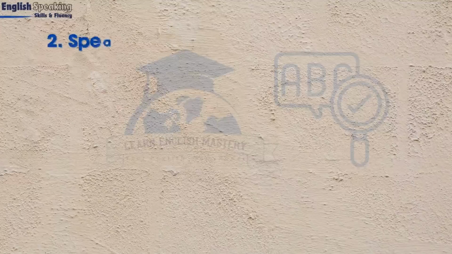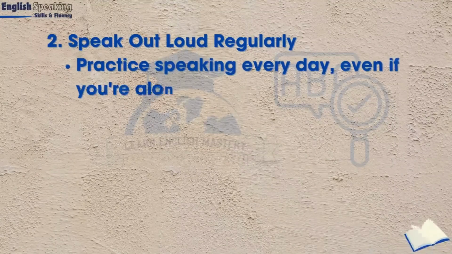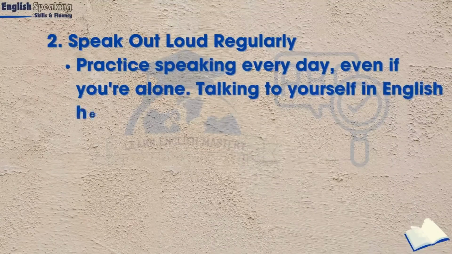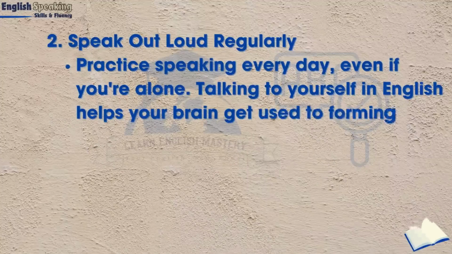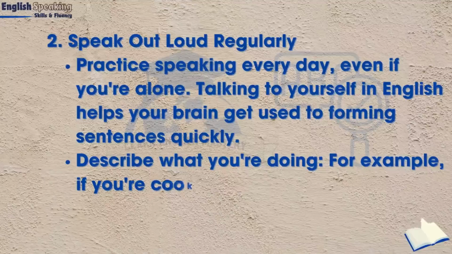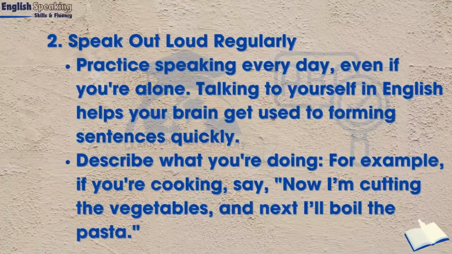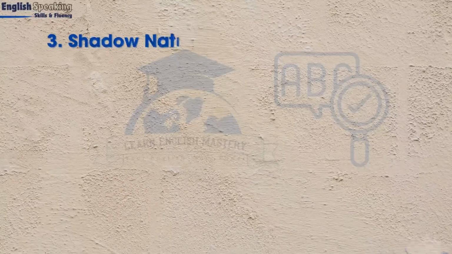2. Speak out loud regularly. Practice speaking every day, even if you're alone. Talking to yourself in English helps your brain get used to forming sentences quickly. Describe what you're doing. For example, if you're cooking, say, "Now I'm cutting the vegetables, and next I'll boil the pasta."